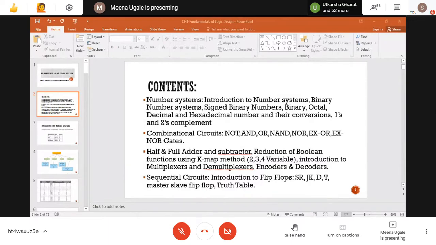Similarly, octal is to the base 8. So up to 8 numbers representation is there, and the symbol used is O here. Decimal, very commonly used, is up to 10, and the symbol used here is D. And the last one is hexadecimal. Hexadecimal is to the base 16, and the symbol used here is H. So whichever number has H written after it, it indicates that it is a hexadecimal representation.